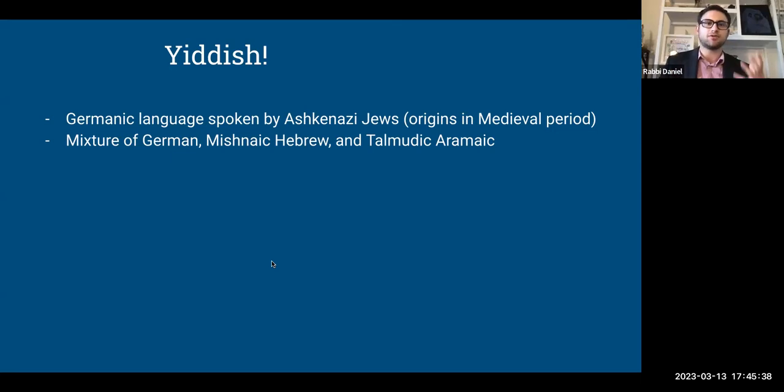Yiddish, of course, is a mixture of German, Hebrew, and Aramaic to create this really interesting, I'm going to call it a Frankenstein-like language. I don't mean that in a negative connotation, but it really is sort of a patchwork of different languages. And this was the de facto language that Jews spoke.